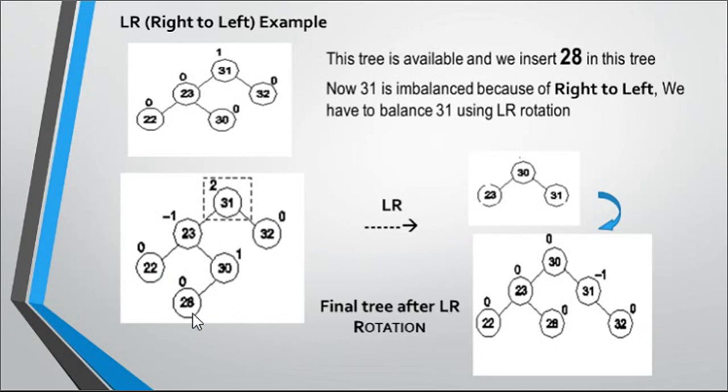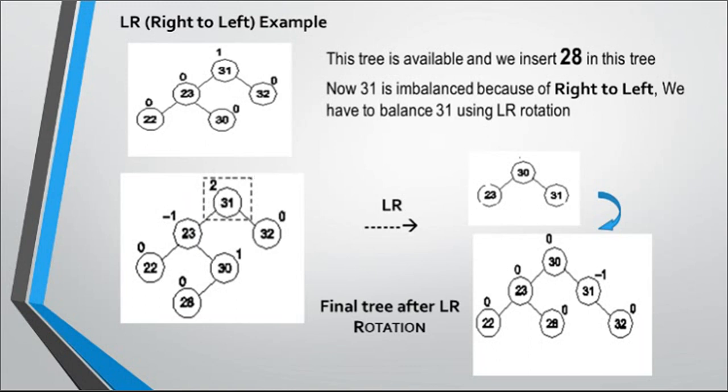Now what is the problem of 28 which we have inserted? It is less than 30, greater than 23, so we'll attach it to this. So after LR rotation we'll get this tree. Now over here we are using two rotations. Two rotations means we are rotating 23 to the left, and then 31 we are rotating to the right.